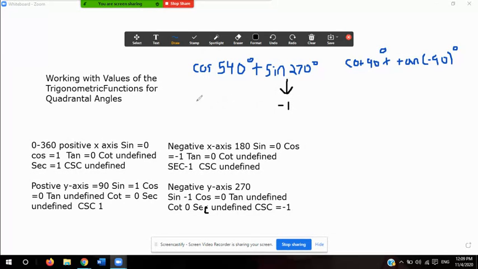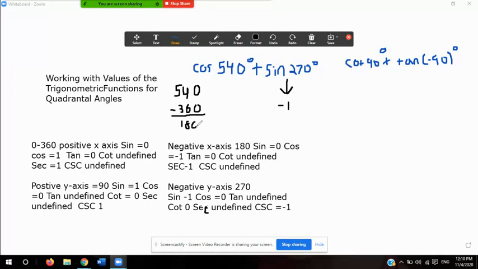So I'm going to subtract 540 minus 360, because 540 is greater than one full rotation. It's one full rotation and a little bit more. So 540 minus 360 gives me the coterminal side, and once I have the coterminal angle, it's easier to solve the problem. 540 minus 360 equals 180, and that's what I get here, 180 degrees.